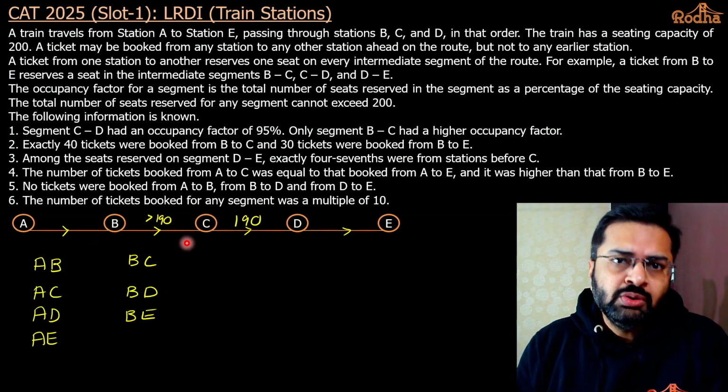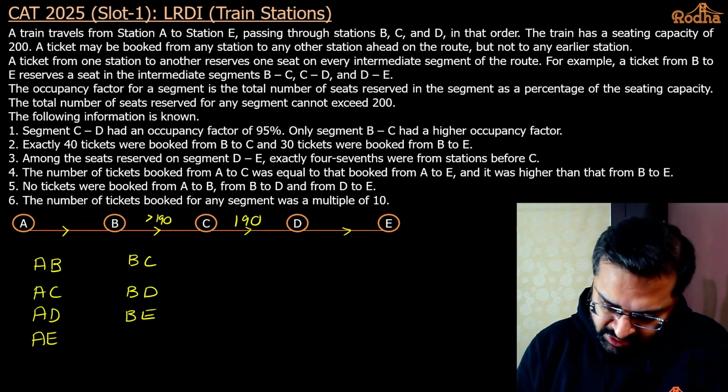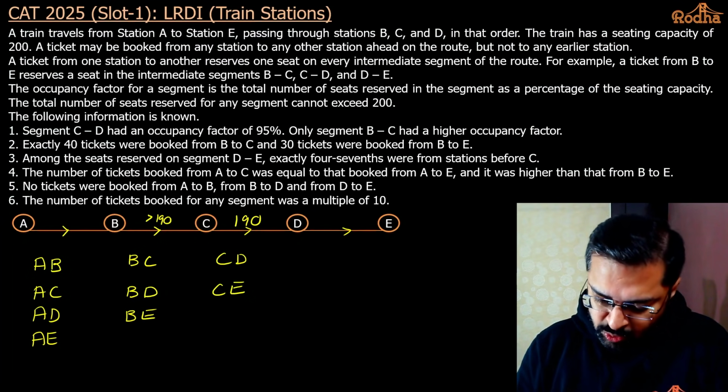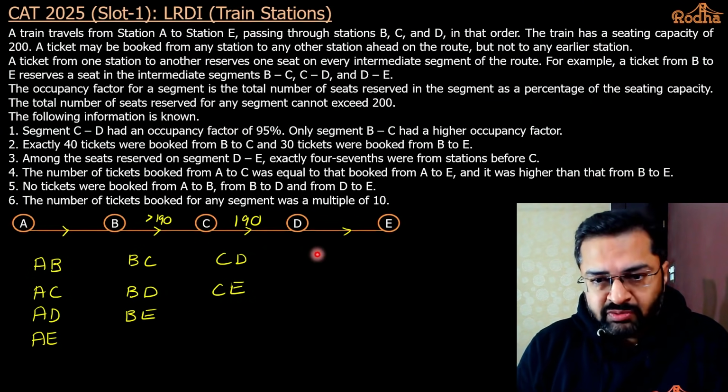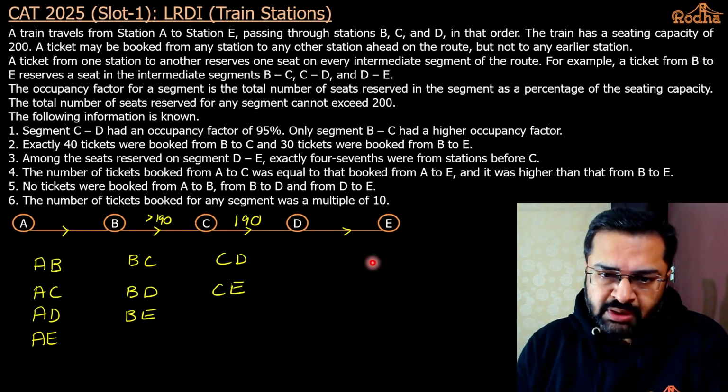So from C, one can book a ticket till either D or E. If somebody starts from C, I can just book a ticket like this, either till D or till E, right? And if somebody books a ticket from D, what is the only option available? D.